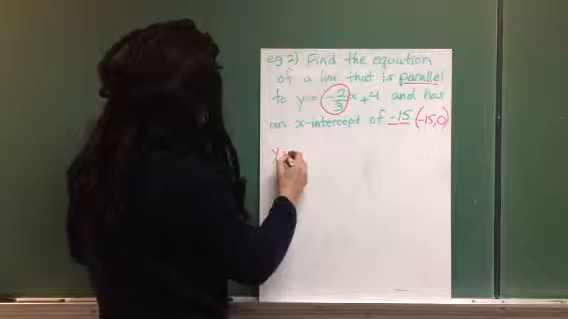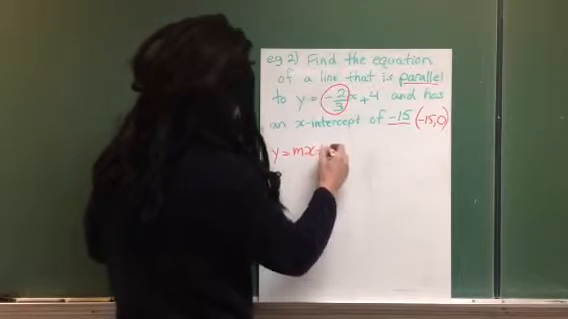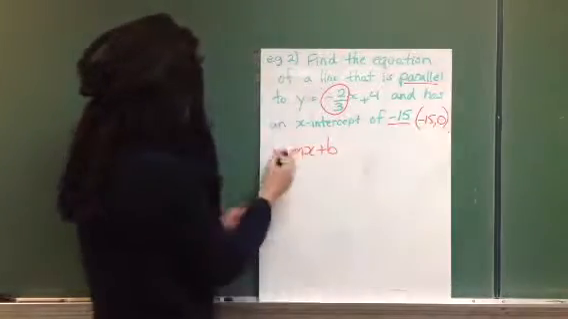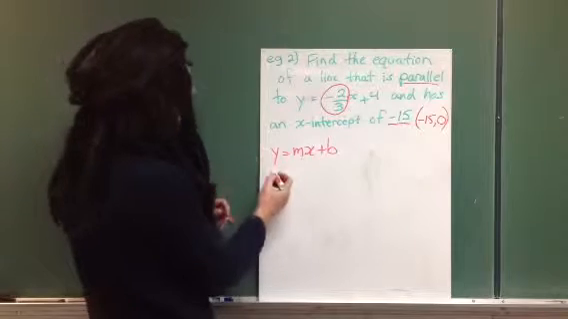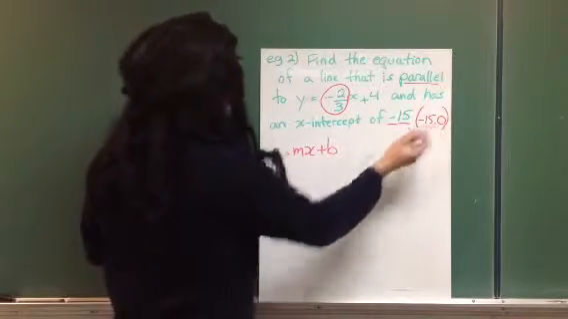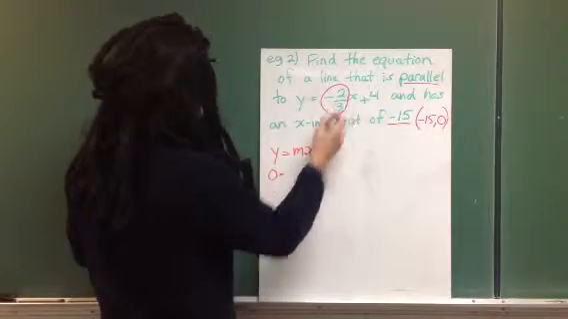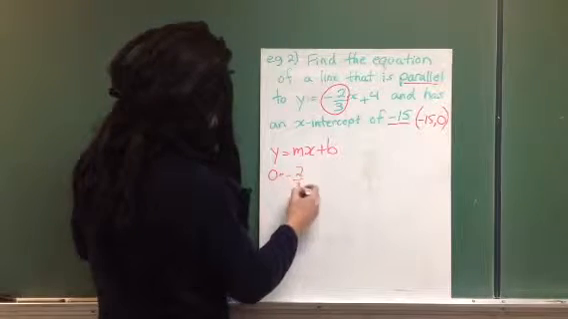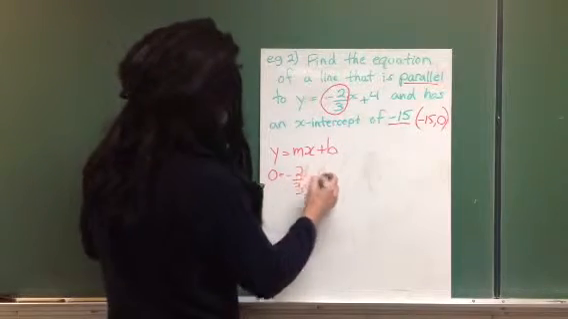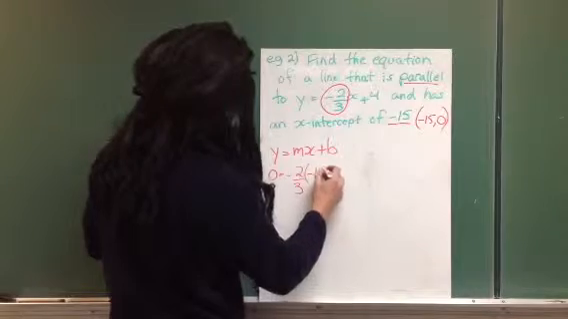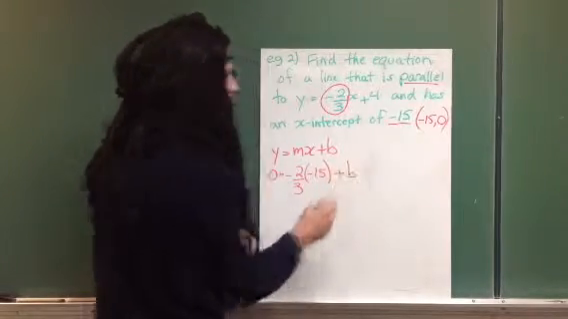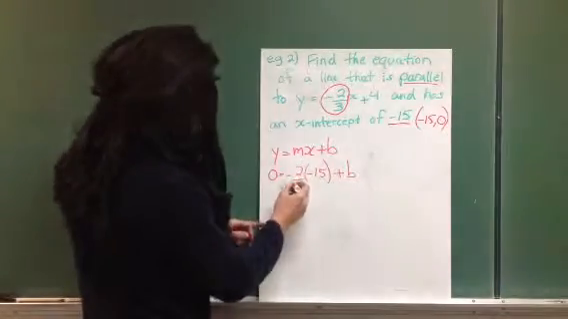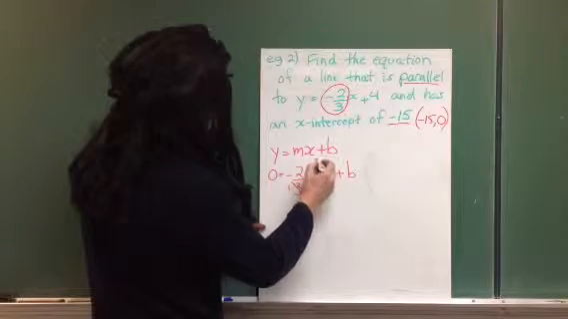Okay, so let's start off. y equals mx plus b. I know this point will work in here for x and y, so the y would be 0. The slope is the same as this, -2/3, because it's parallel, times x, which is -15, plus b. Now we solve for b. Okay, I can reduce this a bit. That's 1 and this is 3.